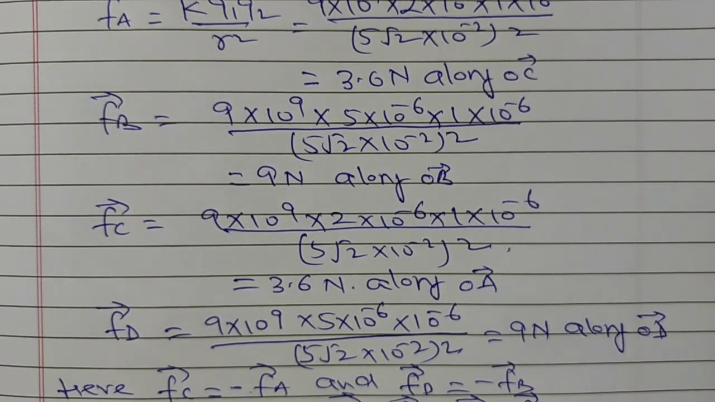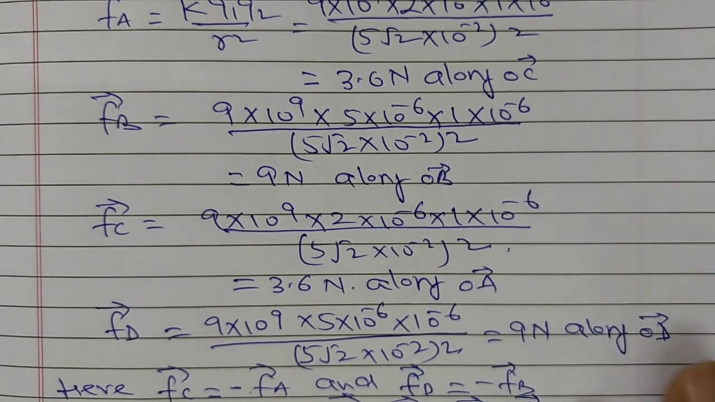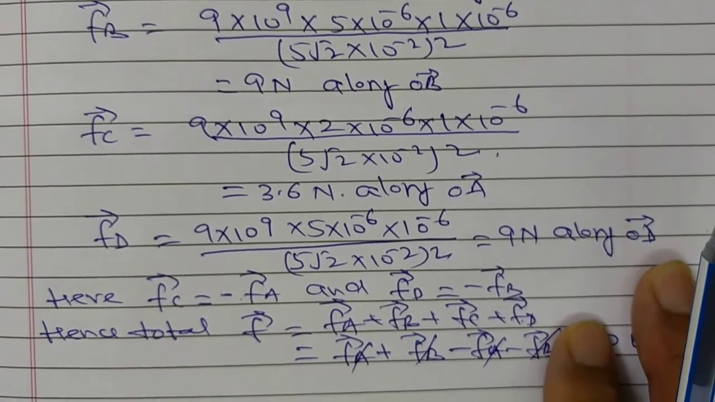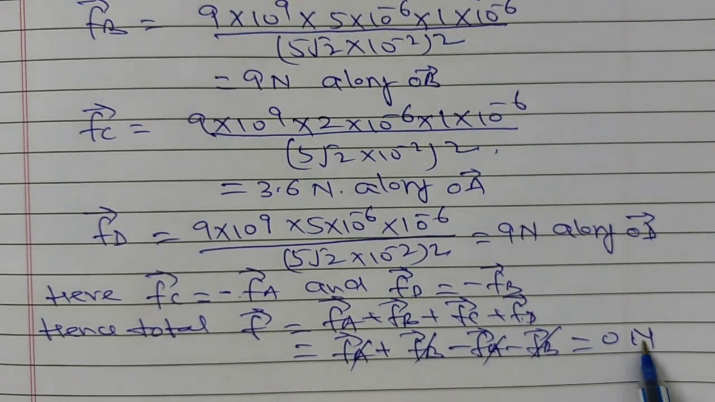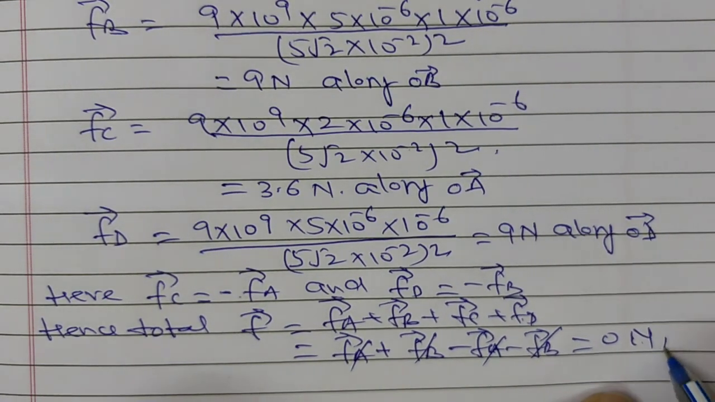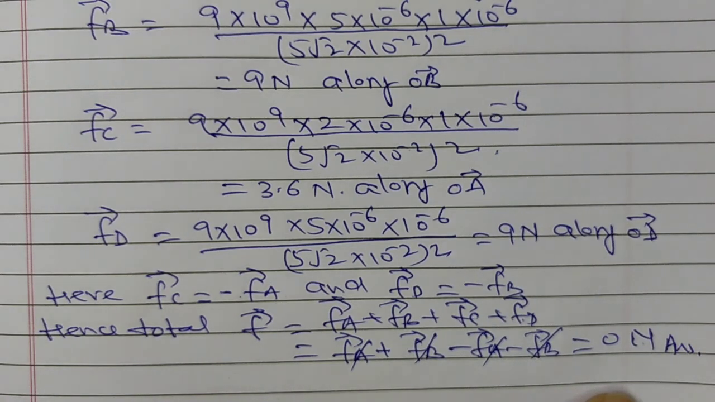microcoulomb placed at the center of the square is 0 Newton. And this is the answer of this problem.